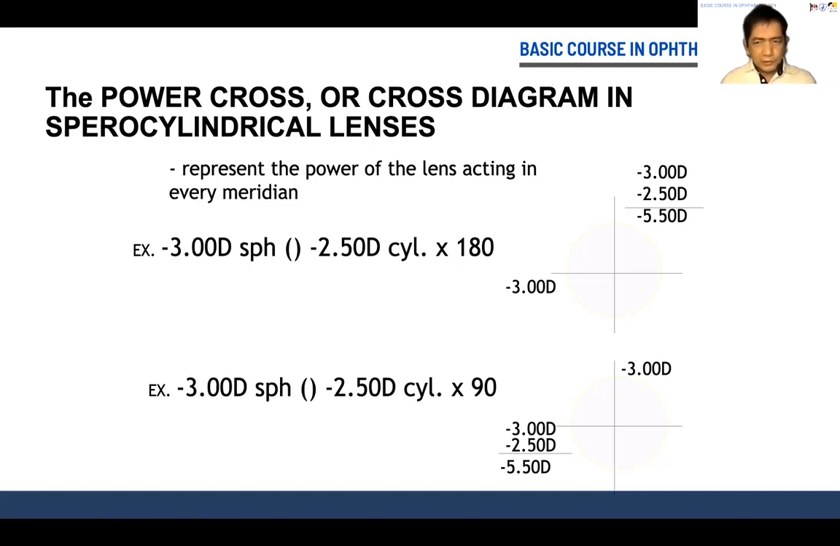So you put minus 3 in the vertical meridian, you put minus 3 in the horizontal meridian. And for the minus 2.50 diopter cylinder, the axis is 90. So there is no power in the vertical meridian, meaning to say, with the minus 2.50 diopter cylinder being axis 90, the power minus 2.50 is located in the horizontal meridian. So adding them algebraically, the total effective power of the horizontal meridian is minus 5.50 diopters, while in the vertical meridian it is minus 3 diopters.